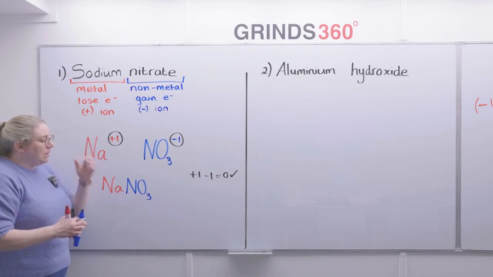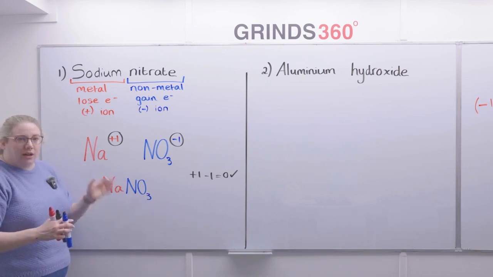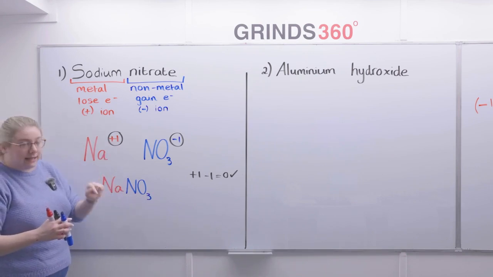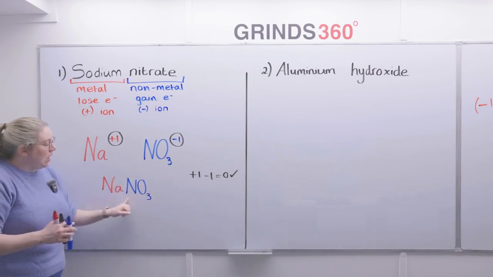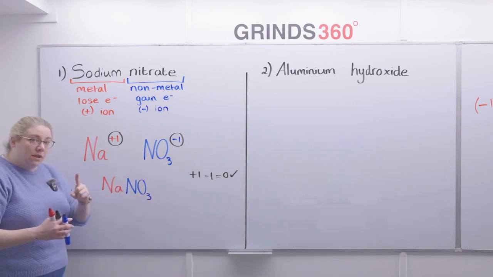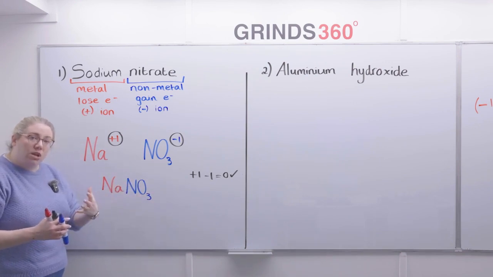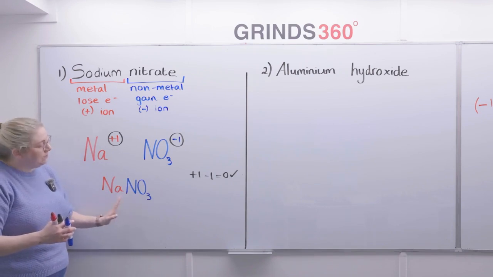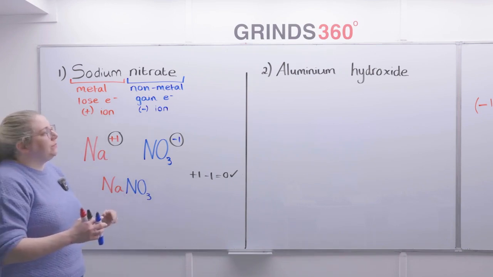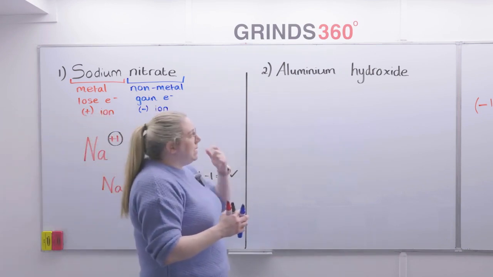Now, before anybody loses their mind going, do I need brackets here? No, we'll see that in the next one. With your polyatomic, when you only have 1 of them in the formula, so I only have 1 nitrate, you don't need brackets. 3 marks for your sodium nitrate. Now, number 2 is aluminium hydroxide.